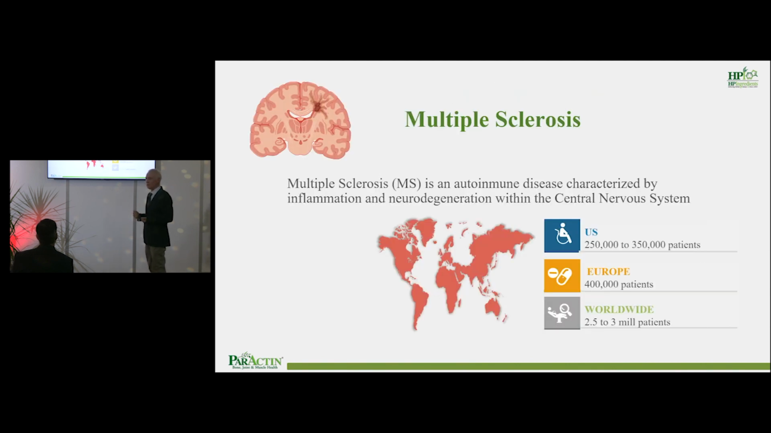We also explored multiple sclerosis, I would say, in great depth. And just to give you a briefing, multiple sclerosis is another autoimmune disease, and because of the mechanism of action of andrographolides, we thought this could be of help. And the disease is characterized by inflammation of the central nervous system and neurodegeneration within the neural substance. And in the US, you have the figures between 250 and 350,000 patients. In Europe, 400,000 patients, and worldwide about 2 to 3 million, right?